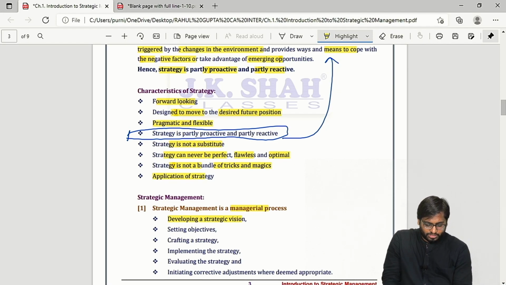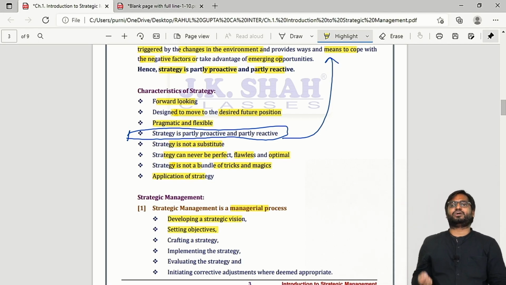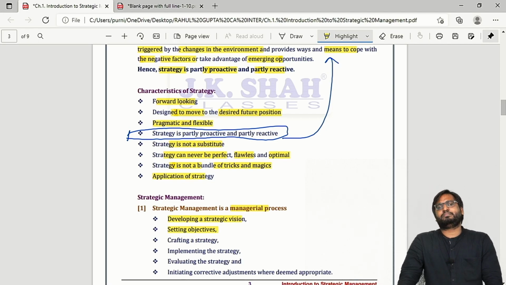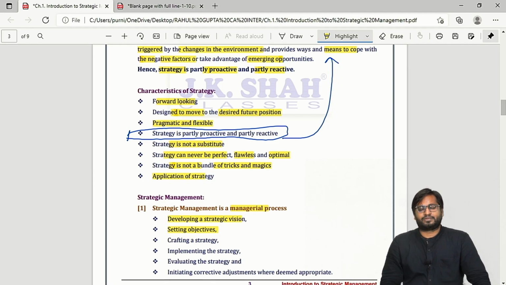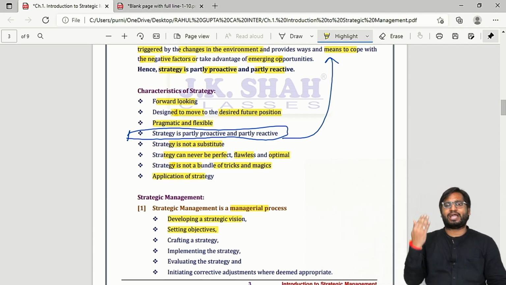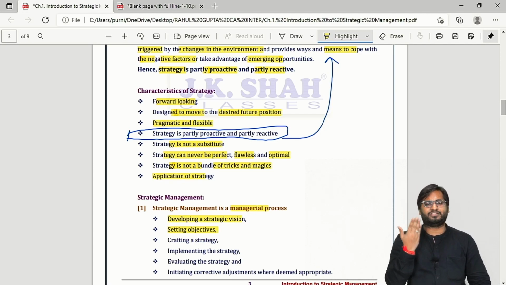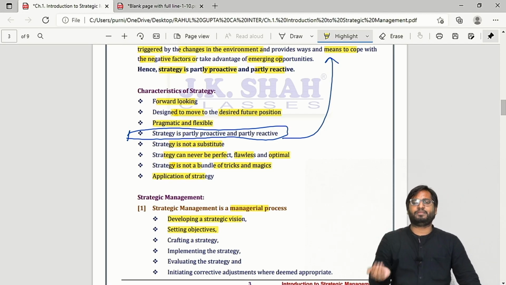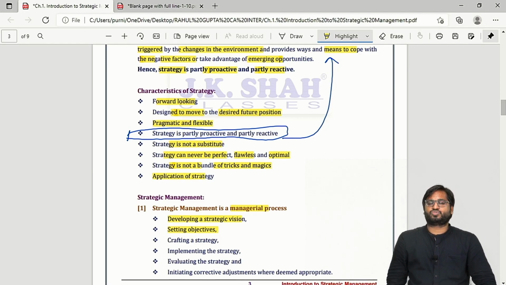Number 2, setting objectives. Number 3, crafting of strategies. What do you mean by crafting of strategies? Formulating the strategies. Depending on the situation, you will formulate different strategies. You will have multiple strategies at your disposal. So you will formulate strategies or you will craft strategies. Next, implementation and evaluation of strategy. Once you have formulated the strategy, it has to be implemented.